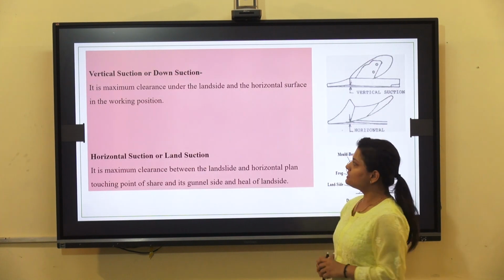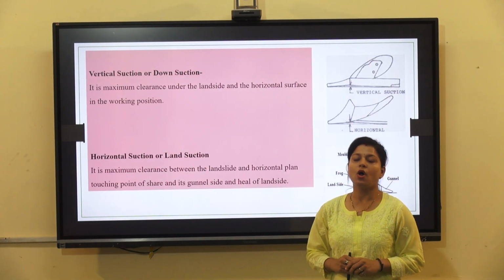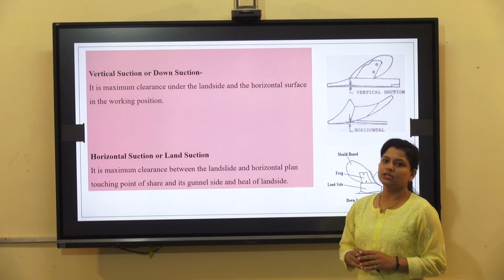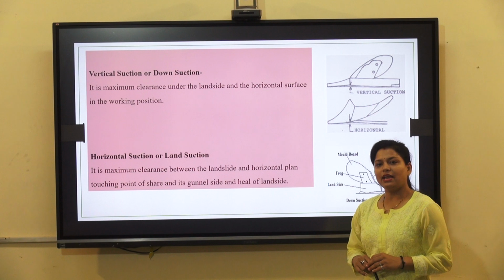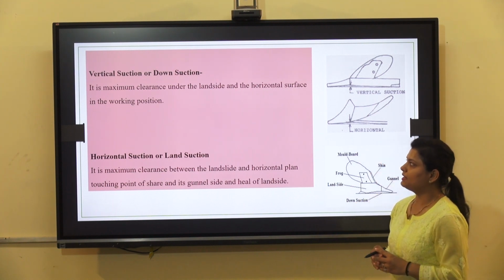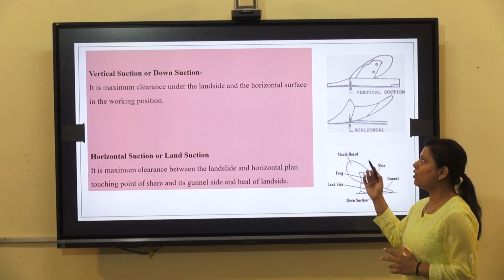Now, next are some adjustments of the moldboard plow. First one is vertical suction. Sometimes it is known as down suction. It is very important for the penetration of the implement. It is the maximum clearance under the landside and the horizontal surface.